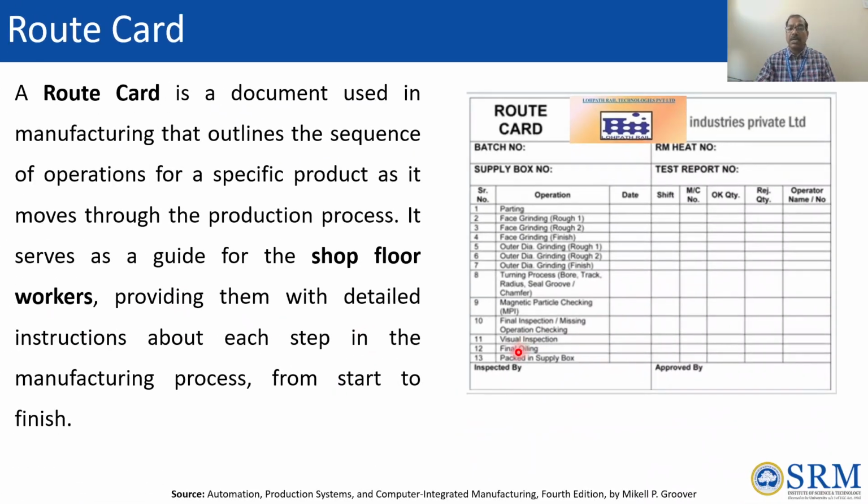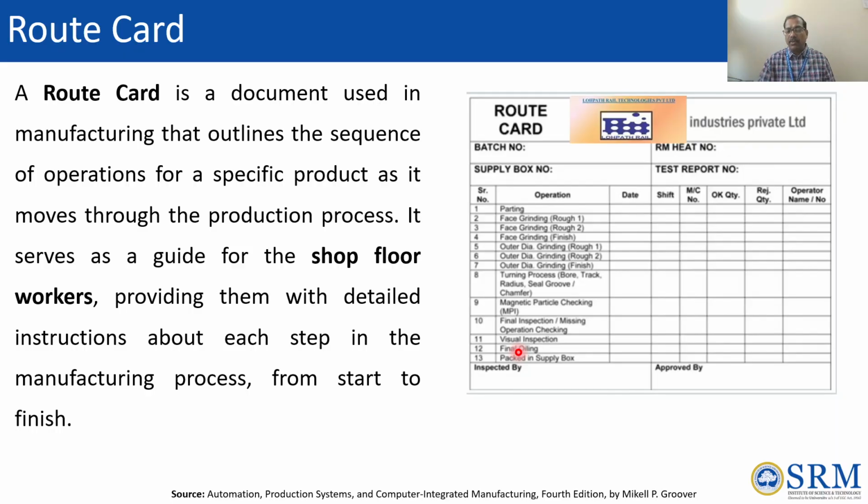This is the route card, which will give us a guide for the shop floor workers. Randomly they see one product on the shop floor, on the dais, in the bin, or in the cart. So along with it, the route card should travel. Once they take the route card and see that this process is completed, now they go to the next.